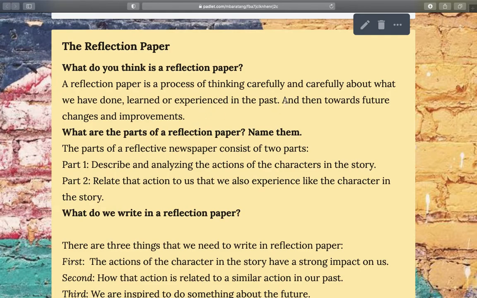And I also like this part. And then towards future changes and improvements. We don't just reflect for the sake of reflection, but it should result in some application, changes, improvements. So this definition is very spot on. Very good.